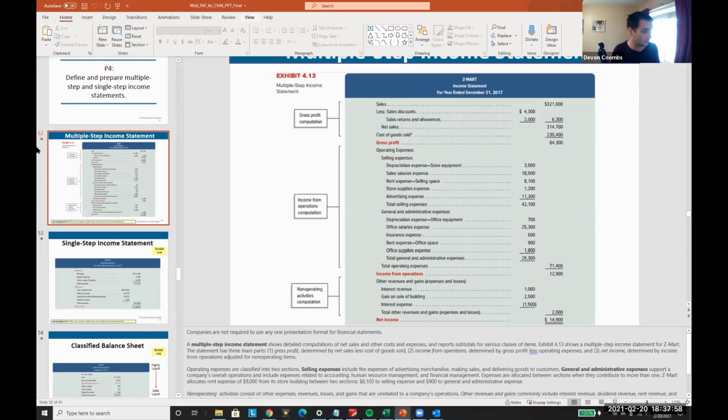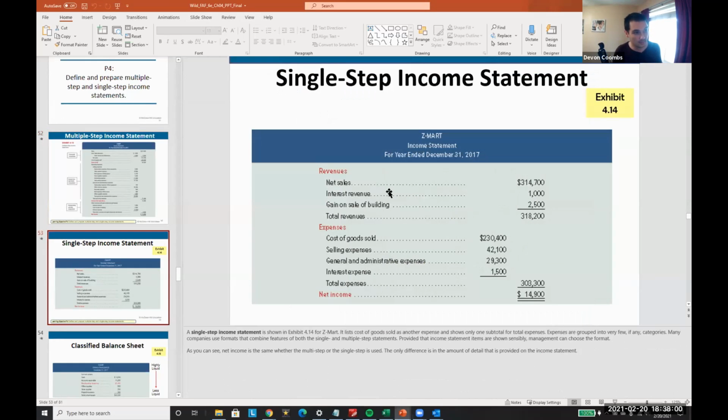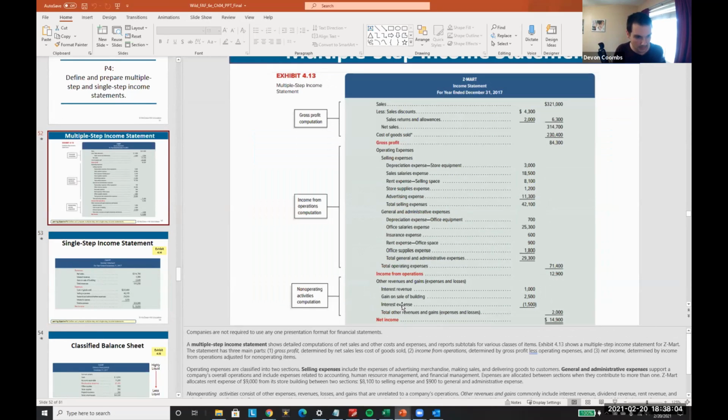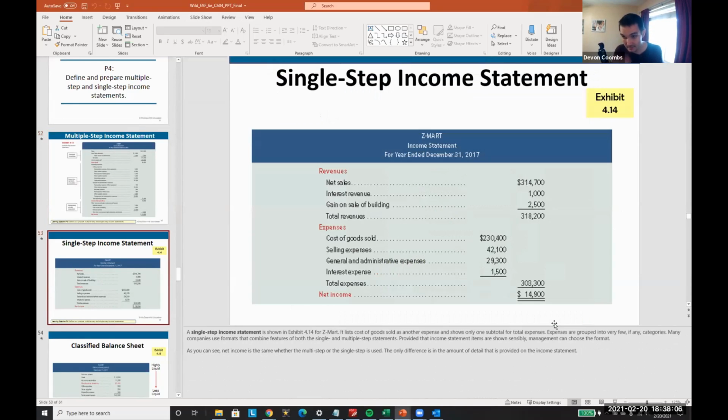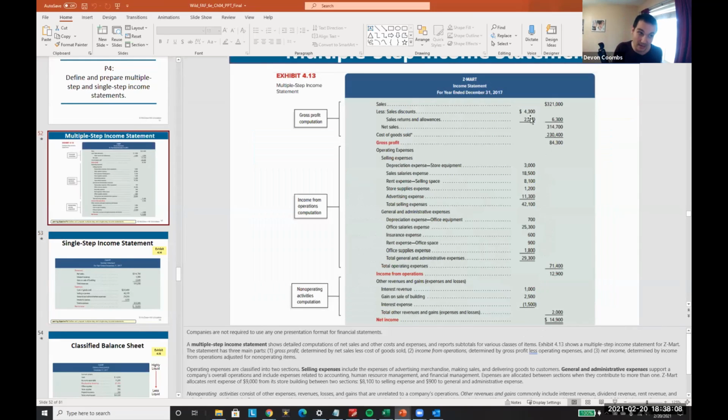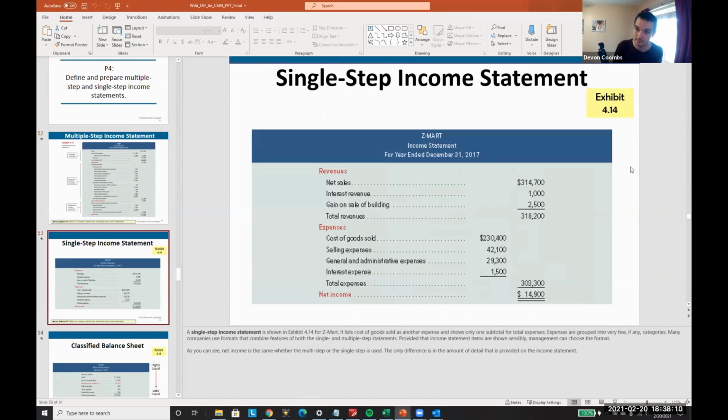How's that different from a single step? Single step is just our revenues minus our expenses equals net income. Net income is the same. This is the same information. It's just presented at a higher level of detail in the multi-step. Does that make sense?